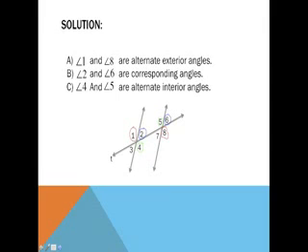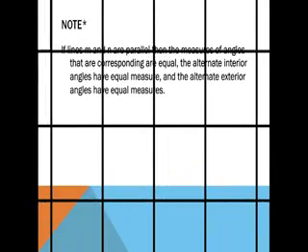Alright, so then for part C, we have angles 4 and 5. They lie on opposite sides of the transversal, so we know they are alternate, and they lie to the insides of their lines, therefore they are the interior angles. Therefore, they are alternate interior angles.